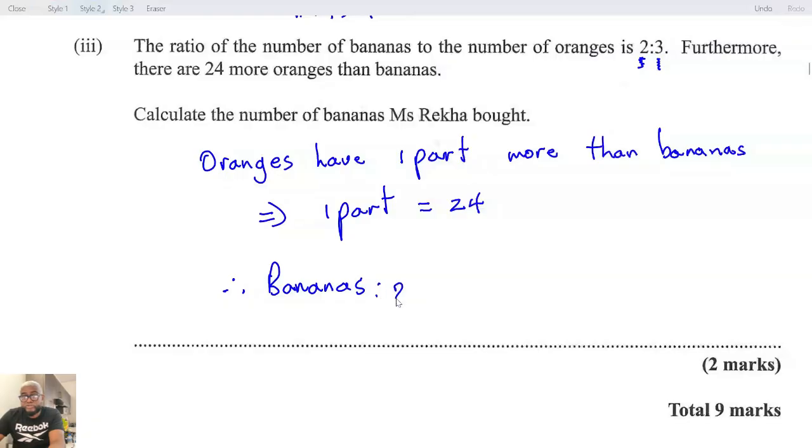So 2 parts would be equal to 2 multiplied by how much is 1 part? So the answer is 48. How much is 1 part? 24. So therefore, 2 parts would be 48 bananas.